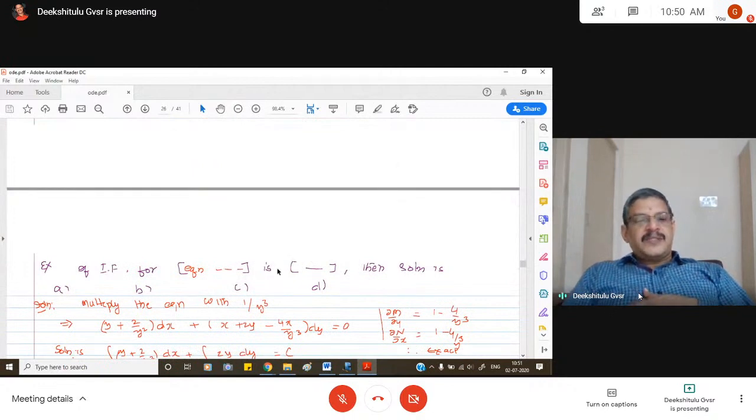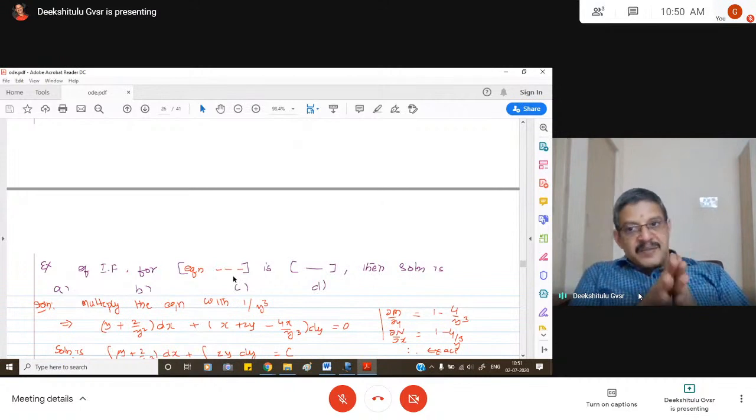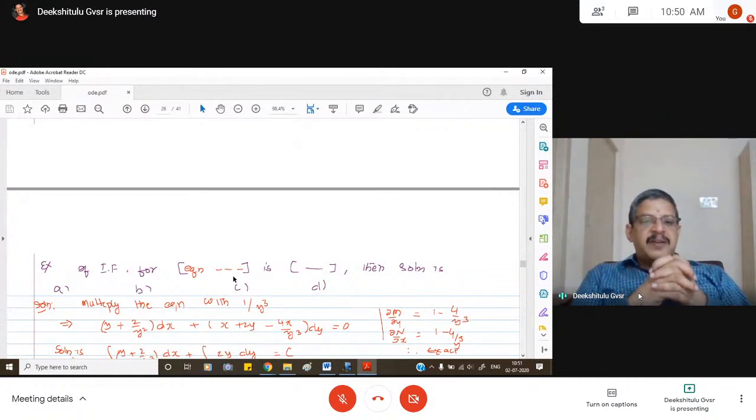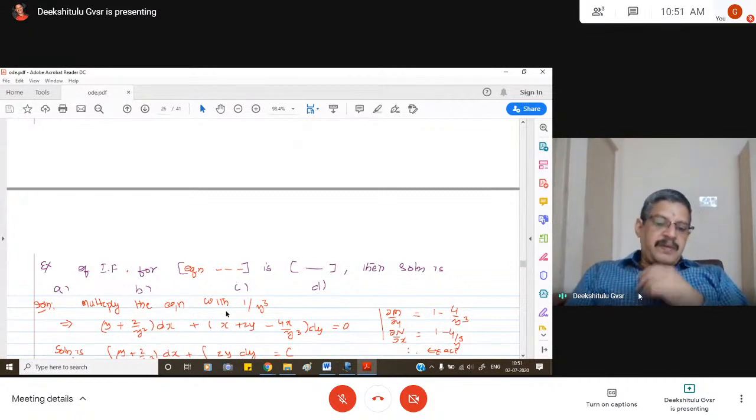Another part of this question is, now it is given as not an exact equation, and the integrating factor is also given. If the integrating factor for this problem is 1 by y cube, then what is the solution? So when the integrating factor is known, what do we do? We multiply the given equation with 1 by y cube, the integrating factor. So this is the resulting equation.